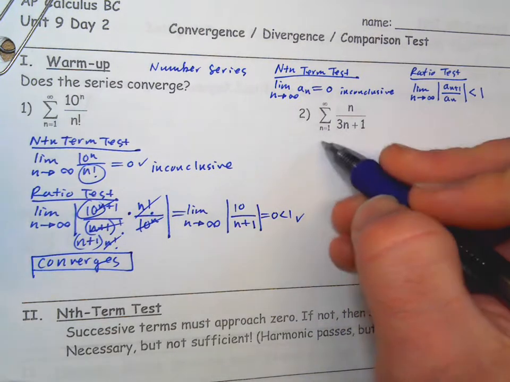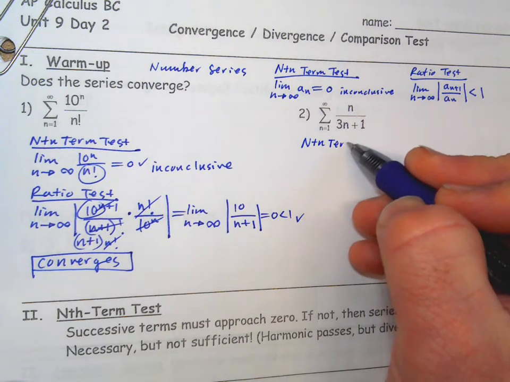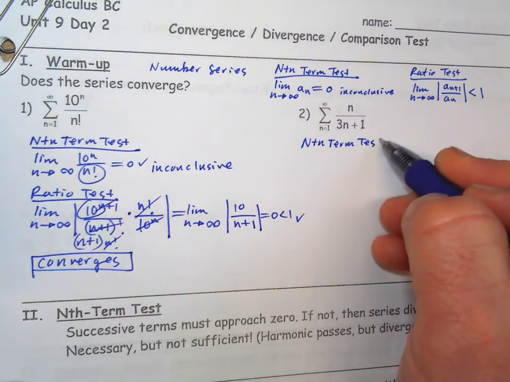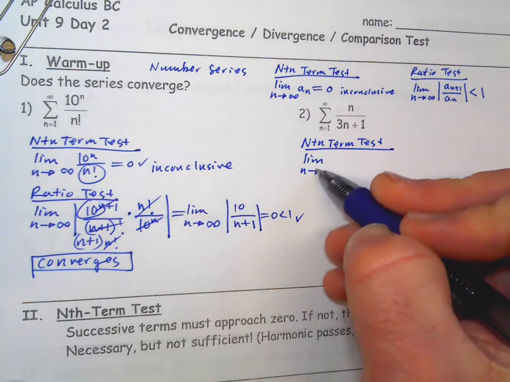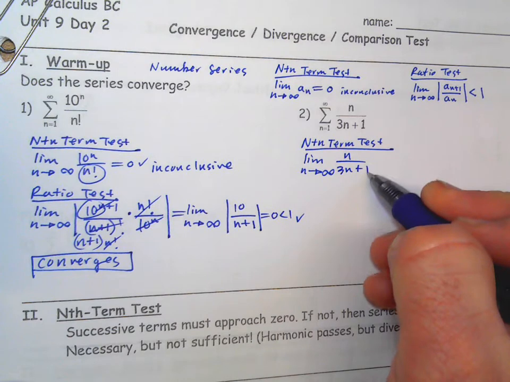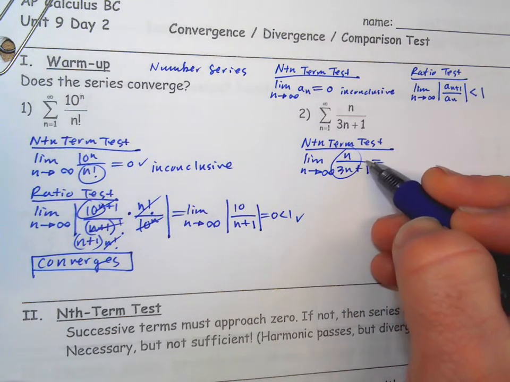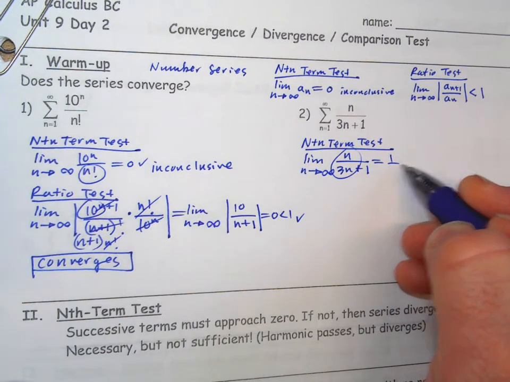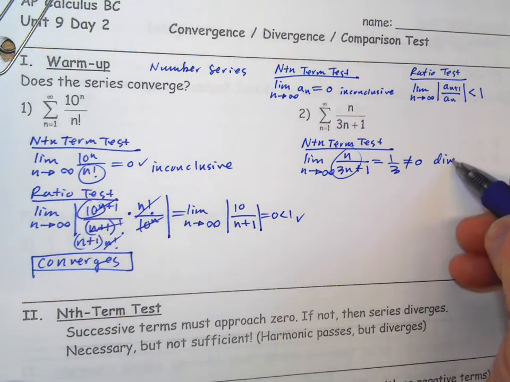Okay, next one. Nth term test. Limit as n goes to infinity of n over 3n plus 1, which is going to be infinity over infinity. These are the dominant terms. They grow at the same rate. They're the same size relative to each other. The answer is 1/3, which is not equal to 0, which means it diverges.